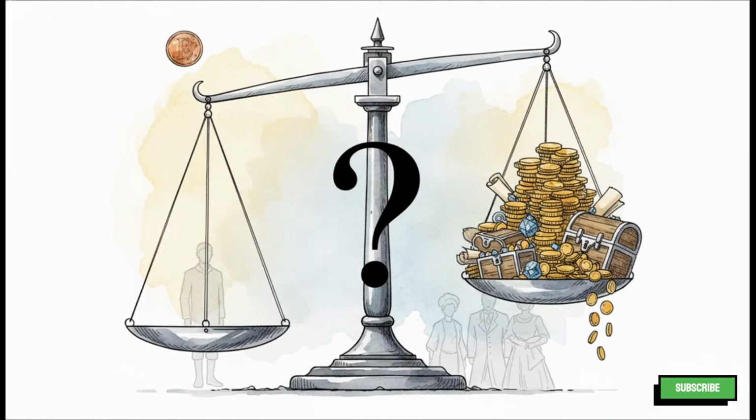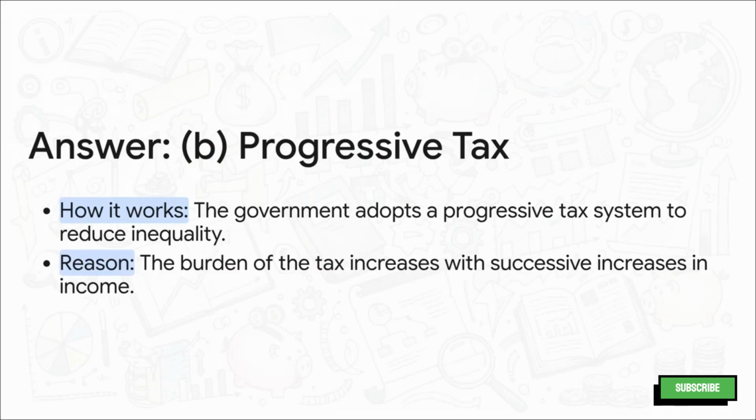And now for our final question of the day. Which type of tax is most helpful in reducing income inequalities? A proportional tax, a progressive tax, or a regressive tax? And the absolutely correct answer is B. Pragatishil kar, or progressive tax.